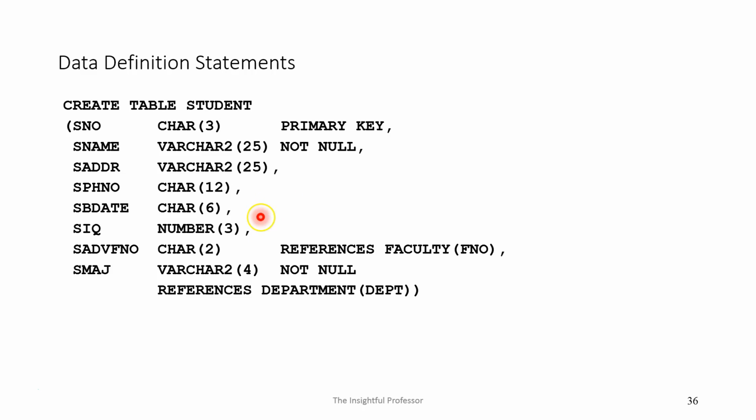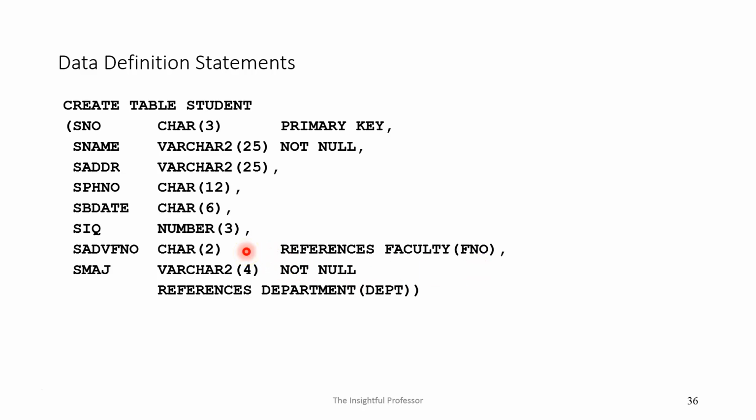Here we have the student table. When I create the student table and say student advisor faculty number is a foreign key, remember the data type of the foreign key has to match exactly the data type and the size of the referenced primary key. So here I'm saying it's char length of 2, and it references the faculty table's FNO column. How does the system know if this is valid? Is the primary key of the faculty table, which is FNO, a char length of 2?